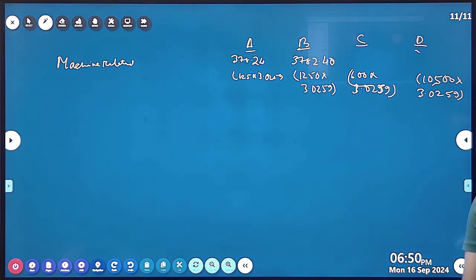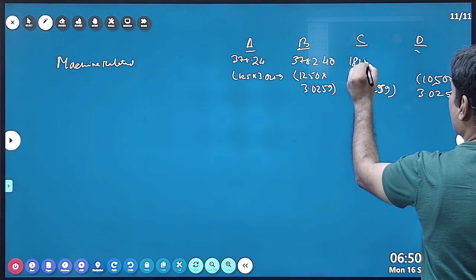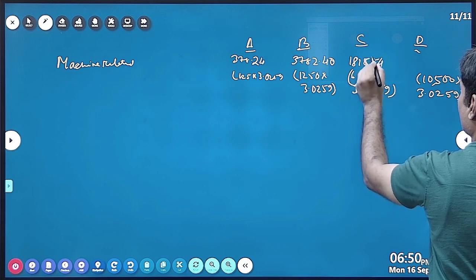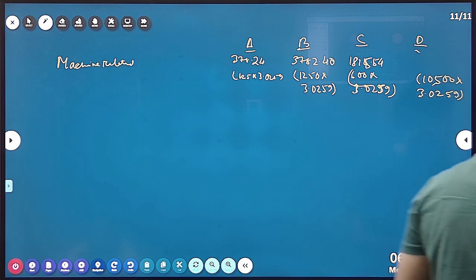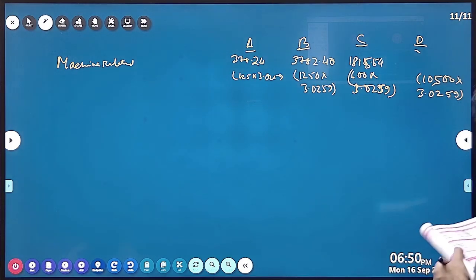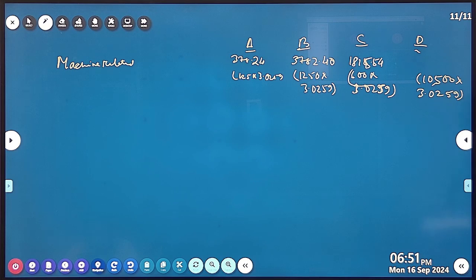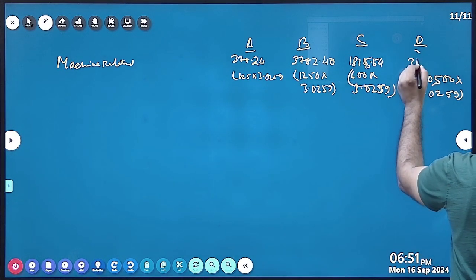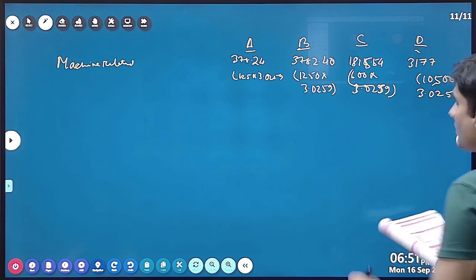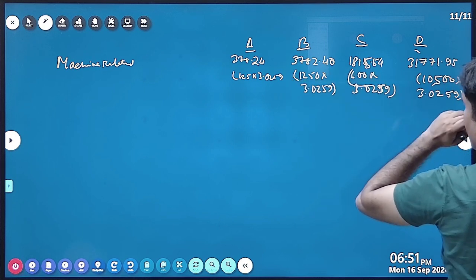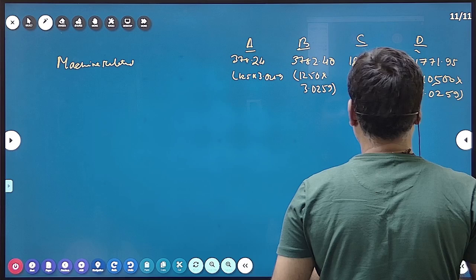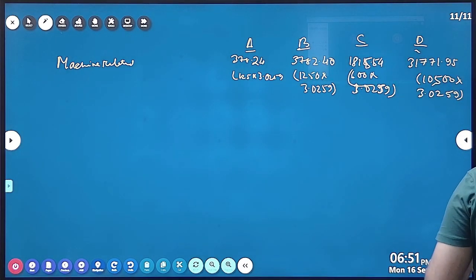1250 into 3.02 is 3782.44. Then it will be 600 into 3.0259, 1815.54. Then 10,500 into 3.0259, 3177.95.